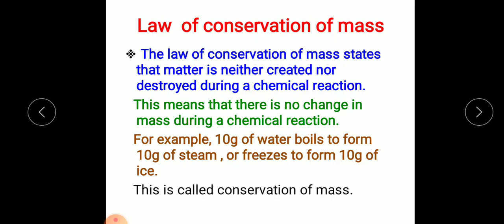For example, if you have 10 grams of water and you boil it to form steam, it will form the same amount of steam, that is 10 grams. And if you cool it to convert it into solid form, it will form the same amount, that is 10 grams. This we call the conservation of mass.